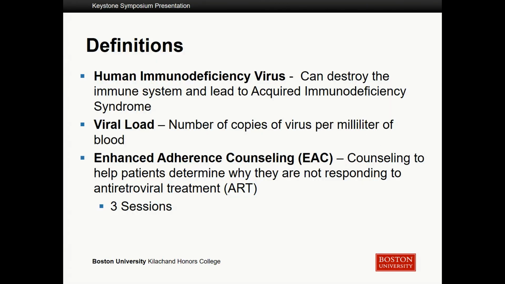So HIV, human immunodeficiency virus, can destroy the immune system and lead to acquired immunodeficiency syndrome, commonly known as AIDS. It's commonly spread through bodily fluids, so things like anal and vaginal sex are common modes of transmission. Viral load is the number of copies of virus per milliliter in your blood. So you get your blood drawn, they run a test, and that tells you the number of copies of virus you have.